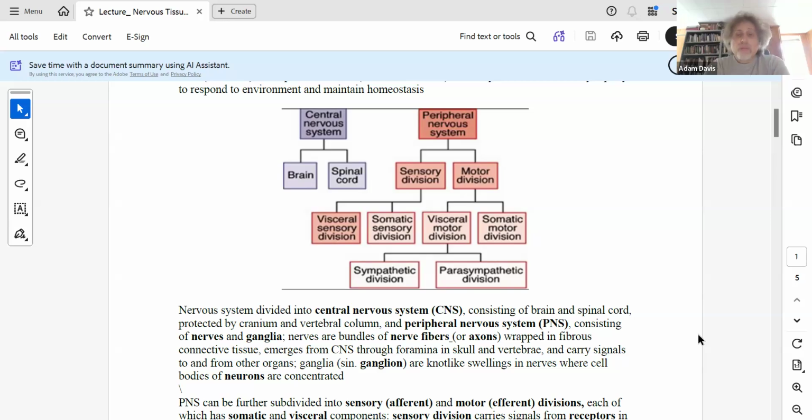Now, the other side of this is the visceral sensory division. The visceral sensory division is tracking data. The word visceral means having to do with your internal organs, from inside of you. It's tracking data from your internal organs. It's tracking data from your blood vessels. It's tracking all of the data from inside the workings of the body.